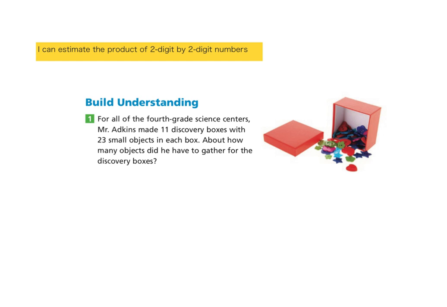As always, let's read it again, this time marking it up a little bit. For all of the 4th grade science centers, Mr. Adkins made 11 discovery boxes. Oops, kind of covered it, that's okay. With 23 small objects in each box. About, that's our big keyword here, about how many objects did he have to gather for the discovery boxes? Now remember, that word about means we don't need to find an exact answer. We need to find an estimate.